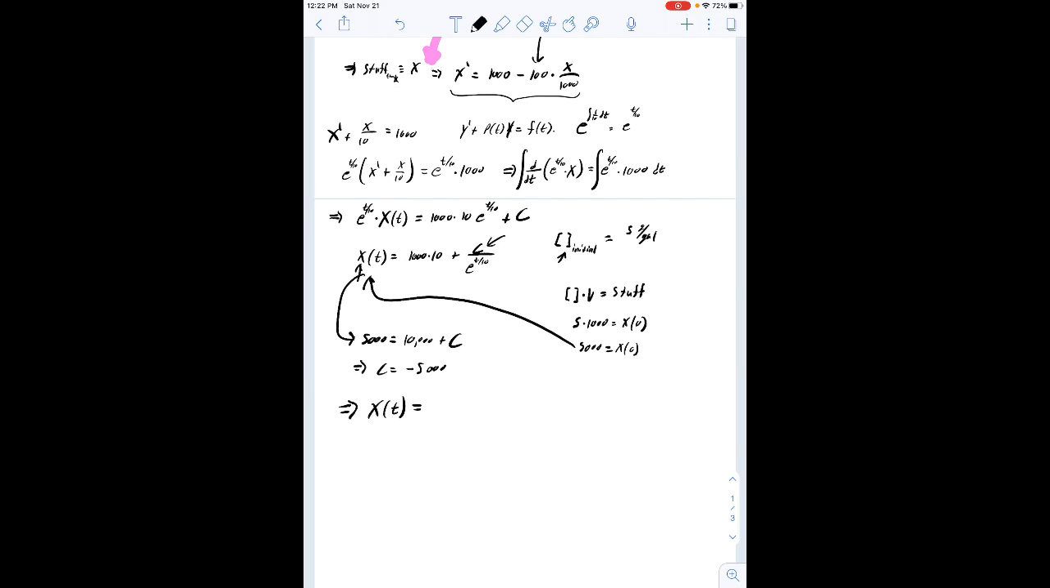So then we get our final answer, which is x at time t is equal to 10,000 minus 5,000, and then I'm just going to pull this up to the top, e to the negative t over 10. And this is going to be our final answer. So now we know the stuff in our brine tank as a function of time.